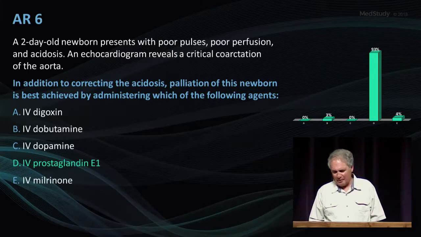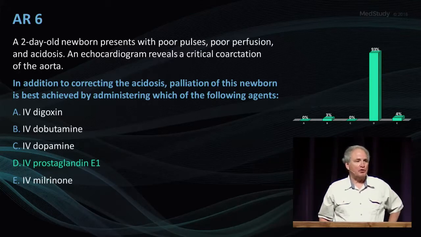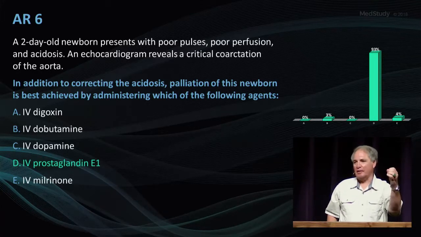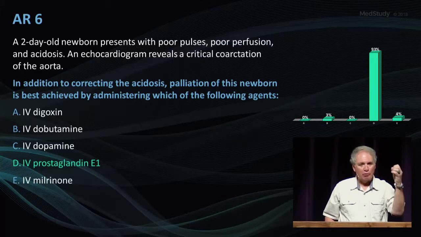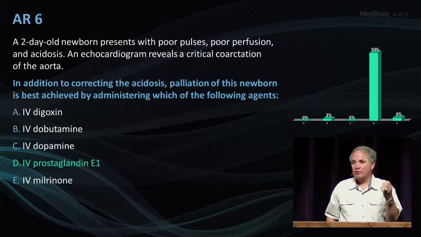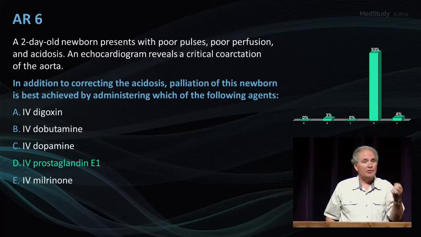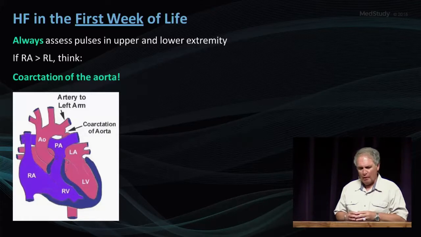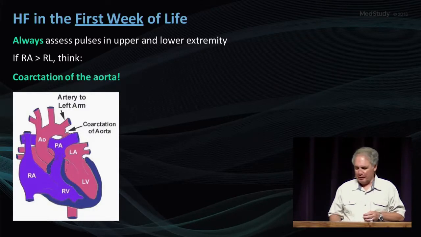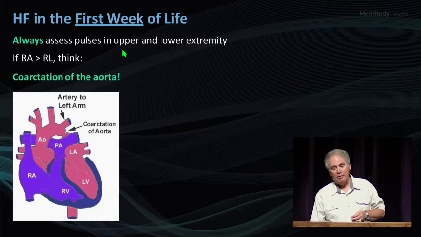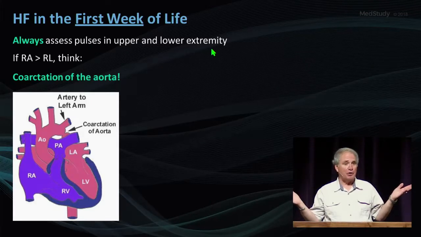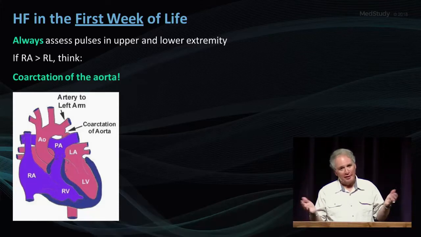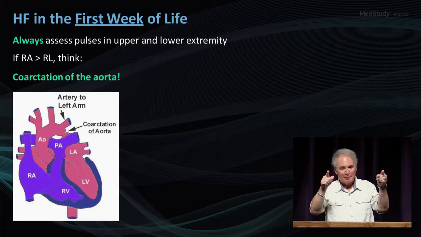Oh, excellent. Excellent. So nearly 100% of you picked the right answer, prostaglandin E1, and I'll show you in a moment how by opening the ductus, you can palliate babies with critical left heart obstruction. So prostaglandin is useful not only for children with cyanotic heart disease, but also newborns with critical left heart obstruction. Good going. Okay, so heart failure in the first week of life, always assess pulses in the upper and lower extremity. That's how you diagnose coarctation. You want to measure blood pressures? Go ahead, but I can feel it with my fingers, and so can you, okay?